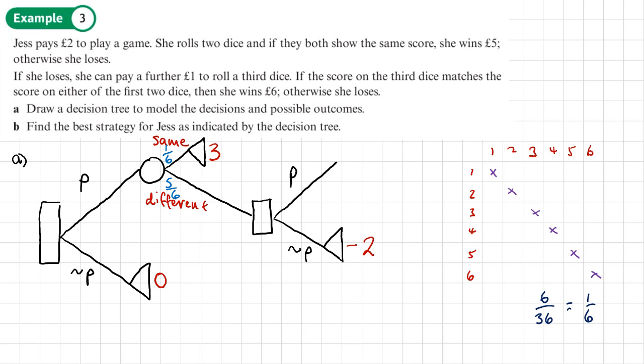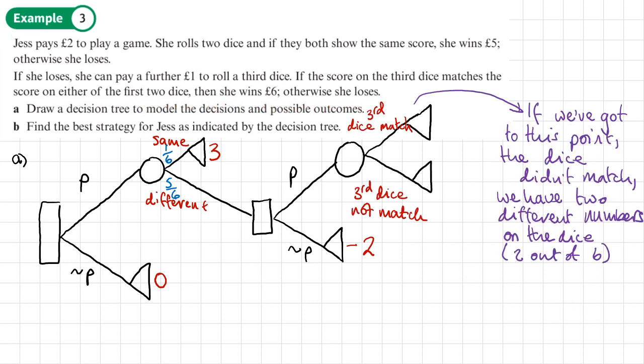Now let's see what her options are, her chances are when she gets to this point. So it says she's paid another £1 to play and get to this point here, and then she rolls a 3rd dice. If the score on the 3rd dice matches the score on either of the first 2 dice, she wins £6, otherwise she loses. Okay, so let's see how we can work out this probability here. If we've got to this point, then it means that the dice that we threw before, the numbers didn't match. That means we've got 2 different numbers on our dice.